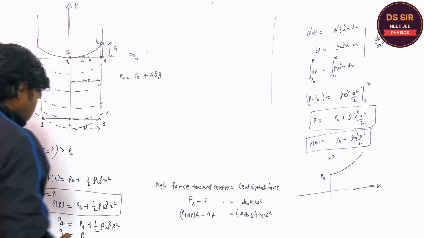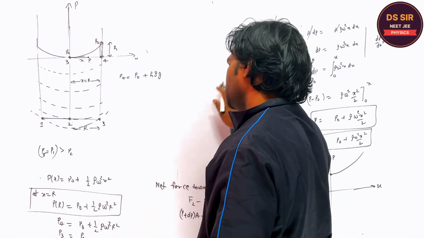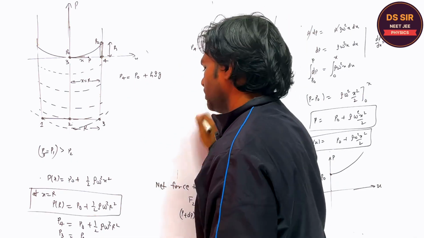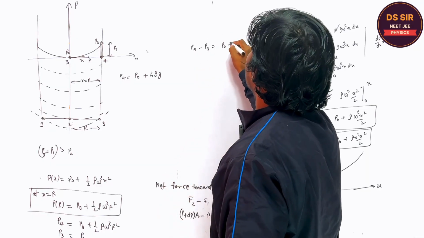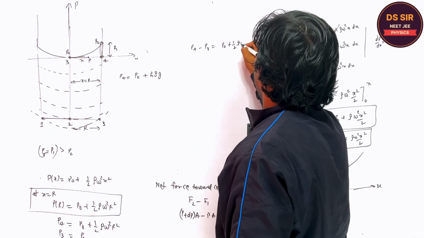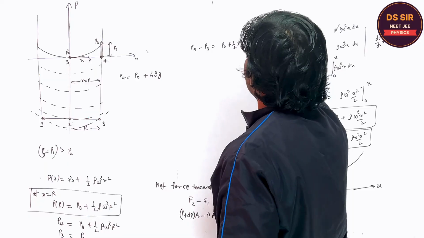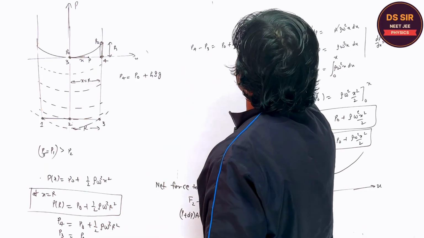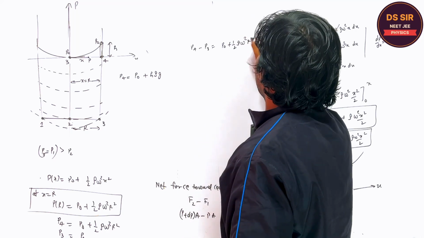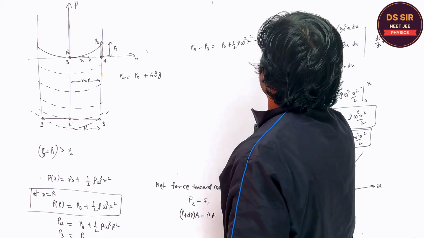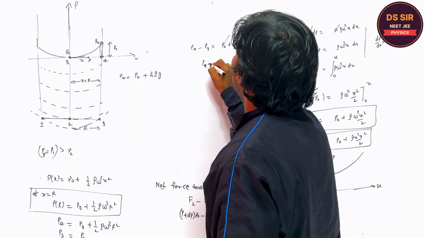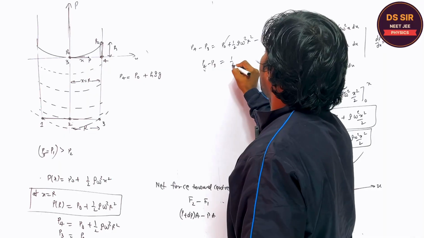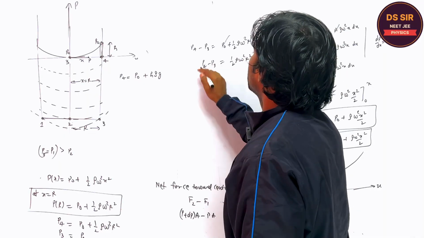So yes, we have to find this P4 minus P3. P4 is P naught plus half rho omega square r square, right? P4 minus P3 is equal to half rho omega square r square. So this is the one relation they may ask, P4 minus P3. The difference in pressure between these points is half rho omega square r square. This is the one part.